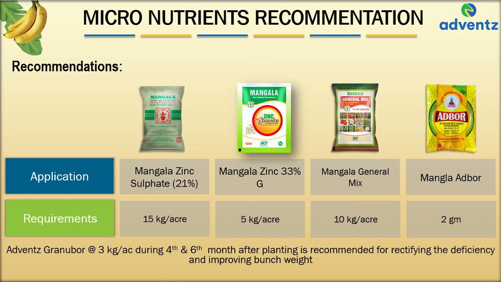During 40 to 50 days after planting, use foliar spray of Mangala Adbor at the rate of 2 grams per liter of water. Use of adventz granobor at the rate of 3 kgs per acre during the 4th month and the 6th month after planting is recommended. It is recommended for rectifying the deficiency and also for improving bunch weight.